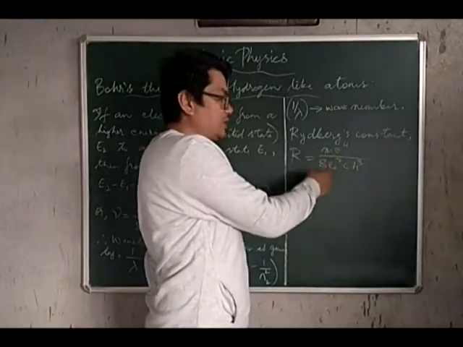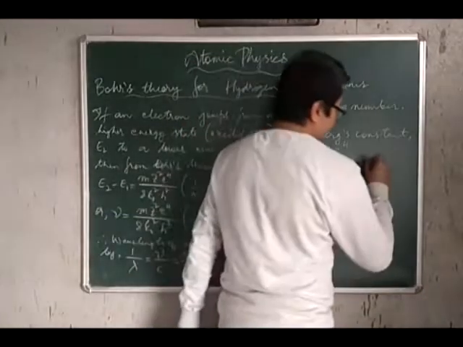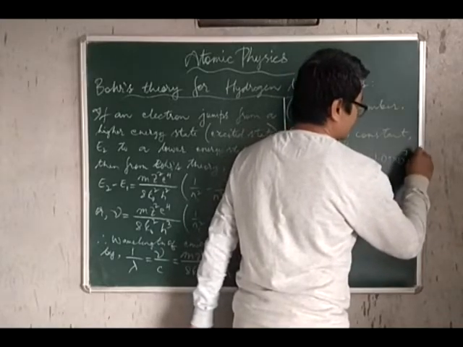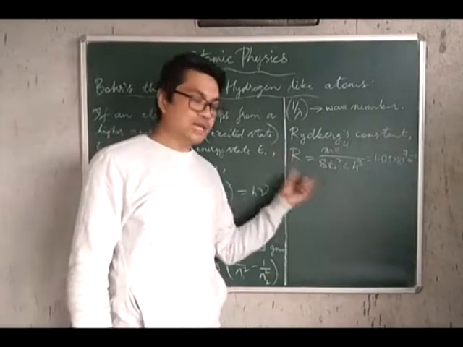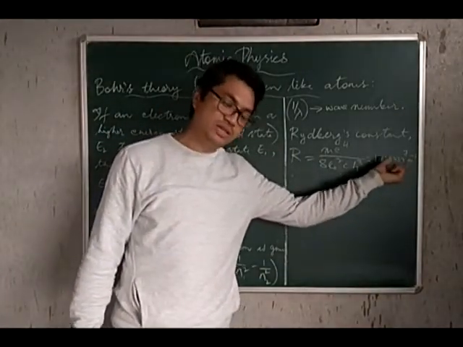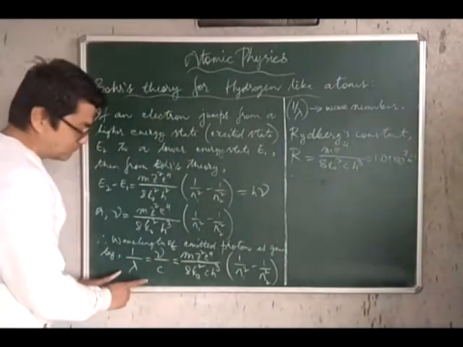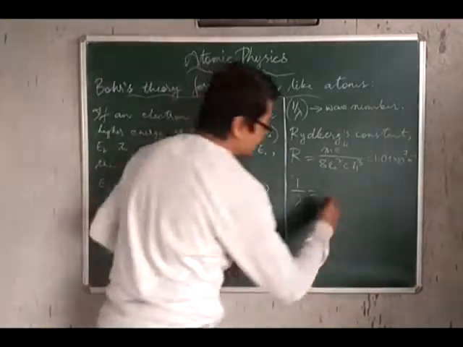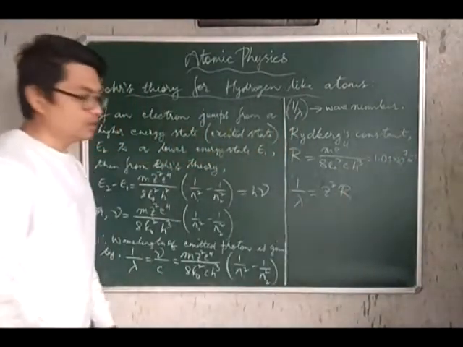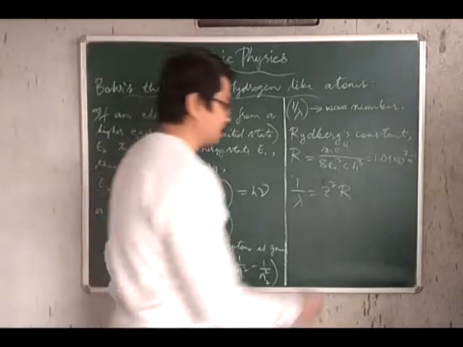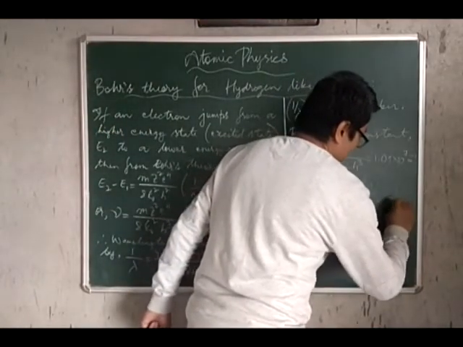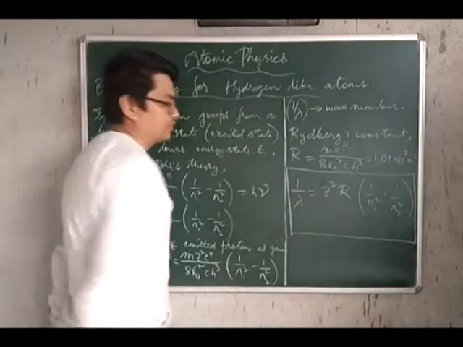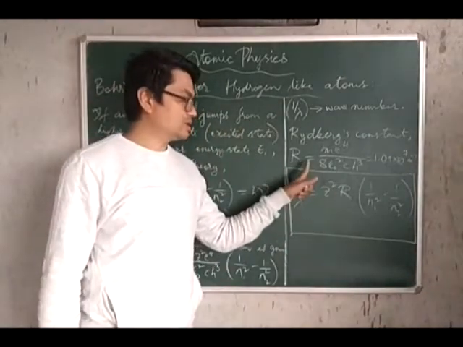And if you substitute the value of each of these constants and calculate the value of R, it comes out to be 1.09 into 10 to the power 7. And if you check the unit, it will be meter inverse. So the value of Rydberg's constant is 1.09 into 10 to the power 7 meter inverse, mind you. So this whole expression for wave number can also be written in terms of the Rydberg's constant. So what you have here is z squared R; z squared is still there. So z squared R into 1 by n1 squared minus 1 by n2 squared. So this is the expression for wave number in terms of the Rydberg's constant. And the value of Rydberg's constant is this.